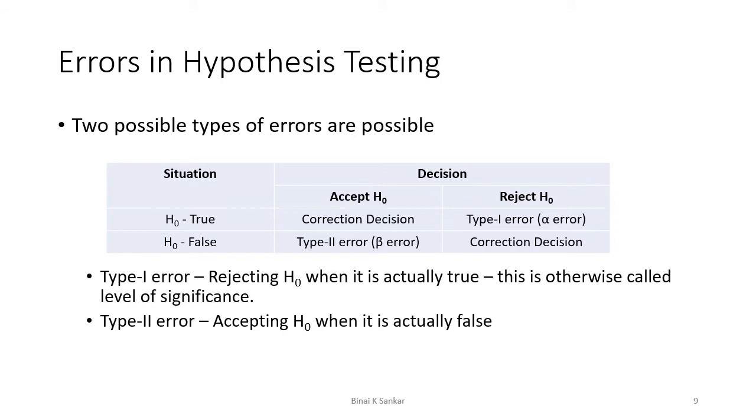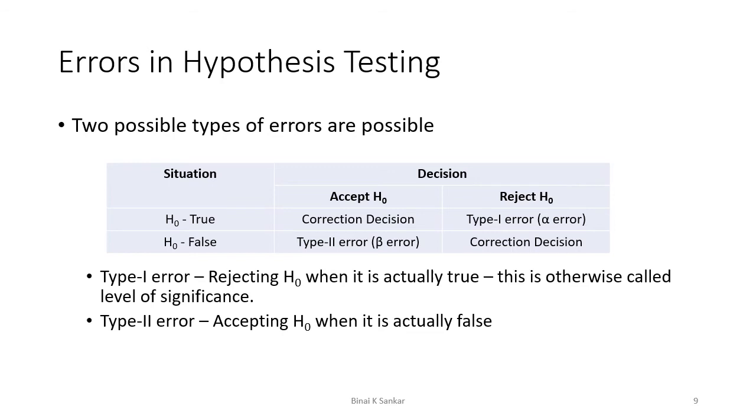Now look at this table. Like I said, hypothesis testing always tests the null hypothesis. So it is only H0 that you test, and you do not test H1. Now, there are two possible situations. You can have a situation where H0, the null hypothesis, is true, or a situation where the null hypothesis is false. If the null hypothesis is true and you accept the null hypothesis, that's a correct decision. And if the null hypothesis is false and you reject the null hypothesis, that is also a correct decision.